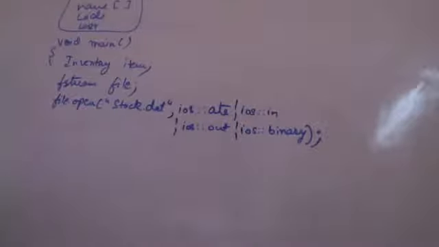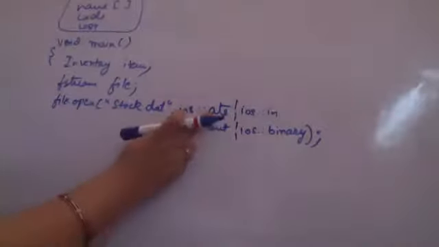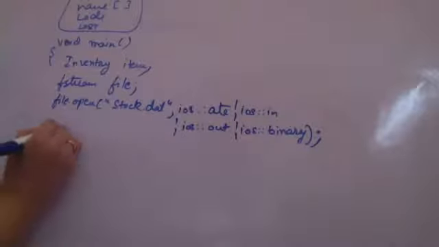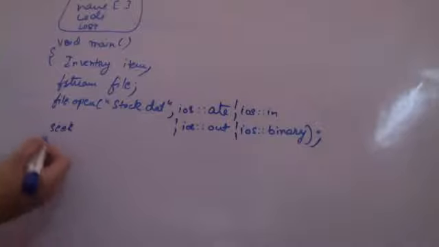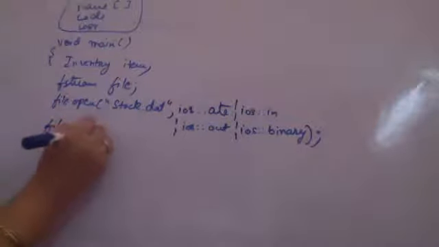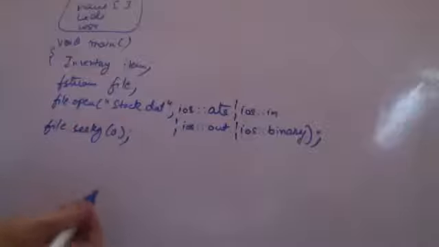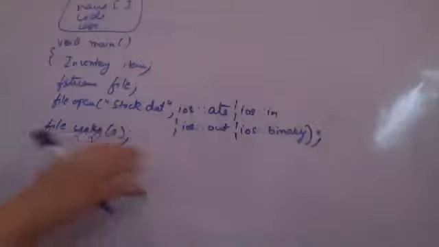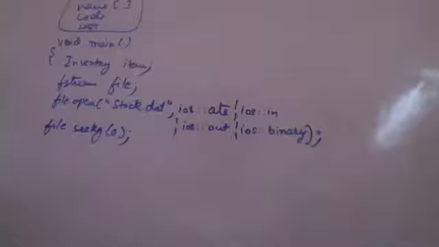Now I am moving up. Since I am opening in the ate mode, by default the pointer would go at the end of the file. I do not want the pointer to go at the end of the file. So I initially want to supposedly read something. So I need to seek the pointer. So file.seekg, the get pointer, to 0 from the beginning. I can mention ios::beg or I cannot. It is one and the same thing.